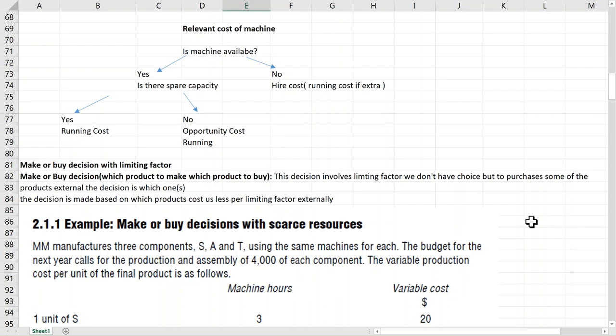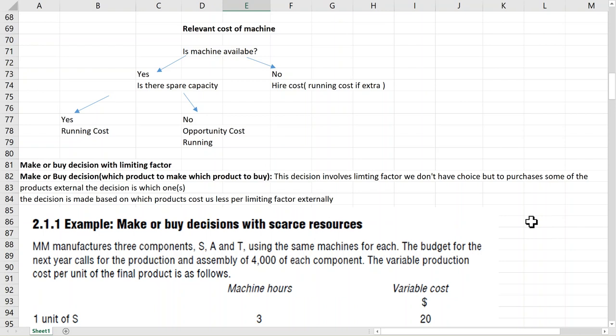So the situations are different. In make or buy decision with limiting factor, even if externally it costs expensive, we still will have to buy it. But in make or buy decision without limiting factor, if it costs expensive externally, we will not buy. So in make or buy decision with limiting factor, those products that cost less expensive outside will be outsourced, and those products that cost more expensive outside will be made.